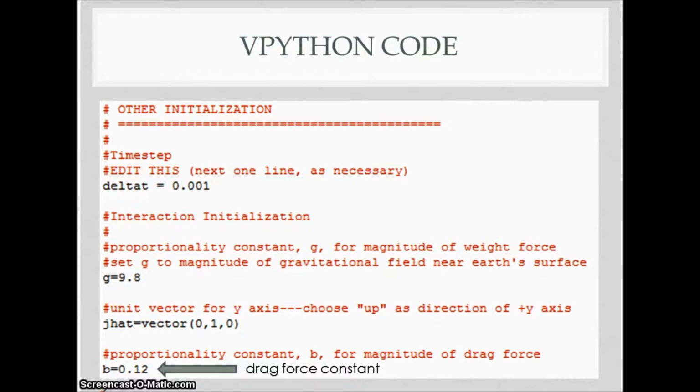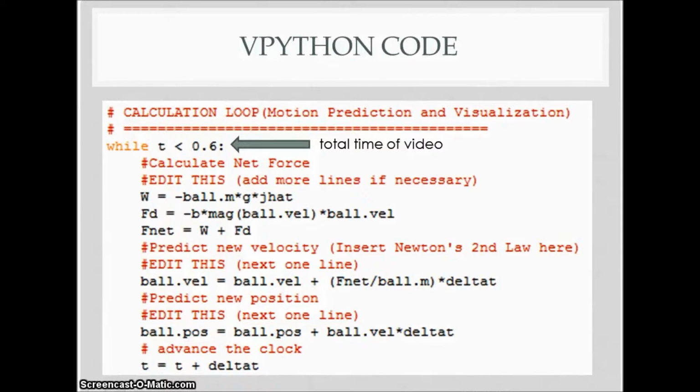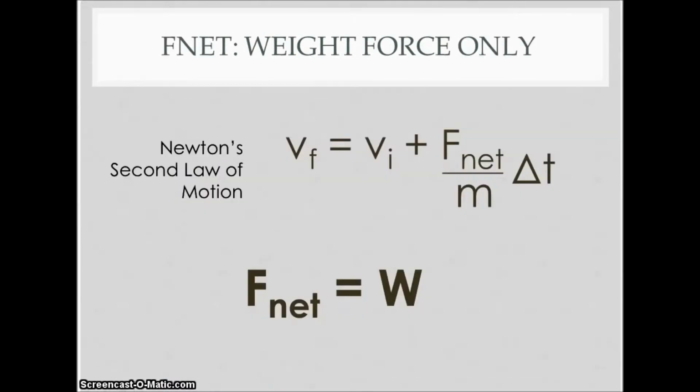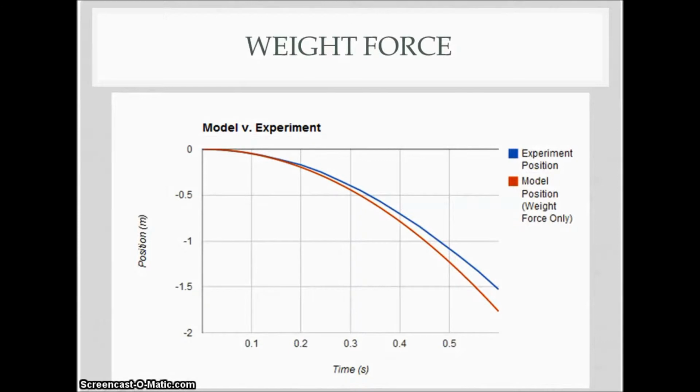My drag force constant b is set to 0.12 due to a trial and error process I followed in order to match the final velocity of my experiment with the final velocity of the model. The loop is limited to while t is less than 0.6 seconds, or the total time of my video. Originally, I only included weight force in my calculation of the net force. When the code was run using only the weight force, you can see from the graph that the model over-predicts the position of the falling soccer ball.